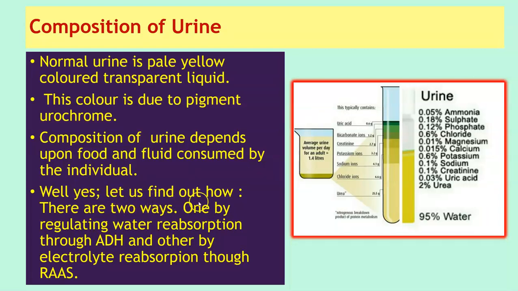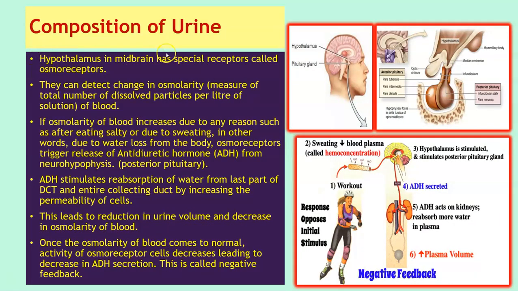Well, yes, let us find out how. There are two ways. One, by regulating water reabsorption through ADH, that is the antidiuretic hormone, and other by the electrolyte reabsorption through the RAS, that is by the renin-angiotensin-aldosterone system. Students, the hypothalamus in the midbrain has special receptors called osmoreceptors.